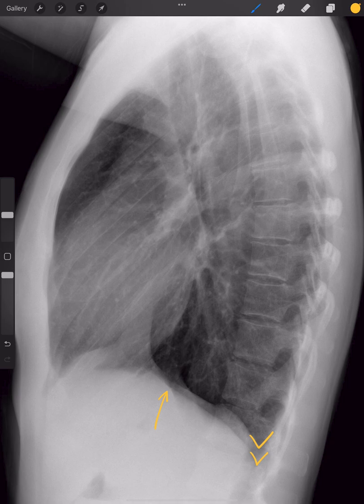All right, so that's been a quick overview of how I look at a lateral chest x-ray.